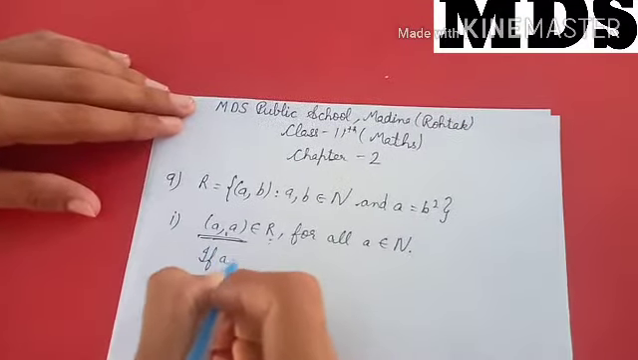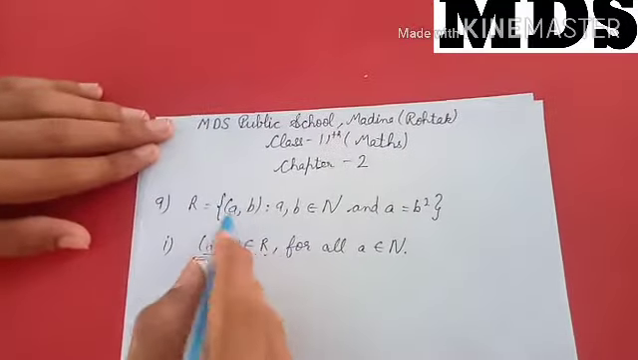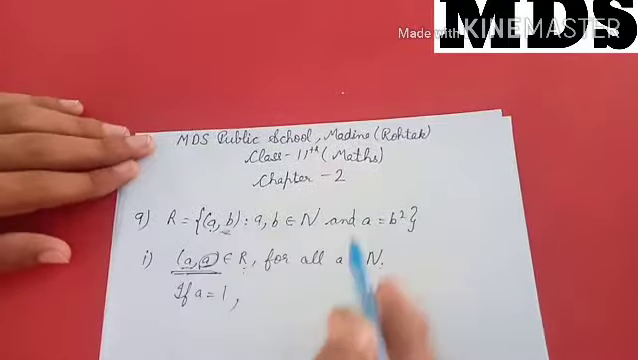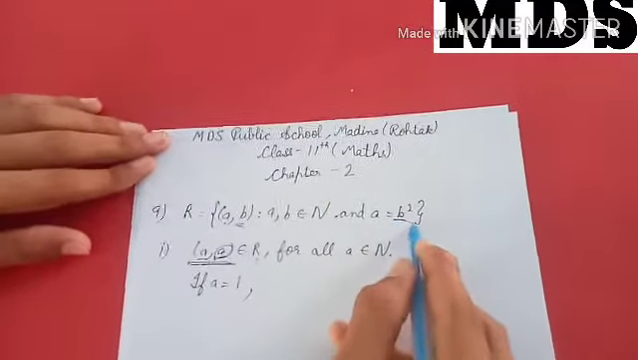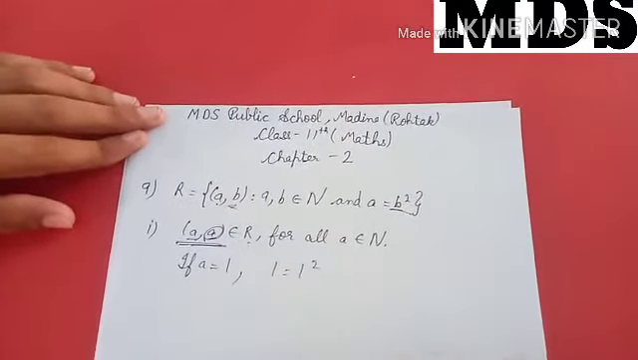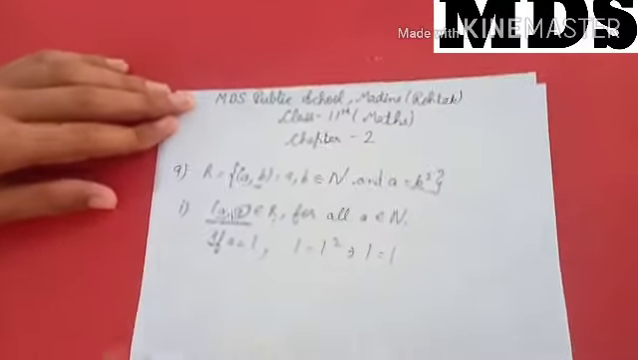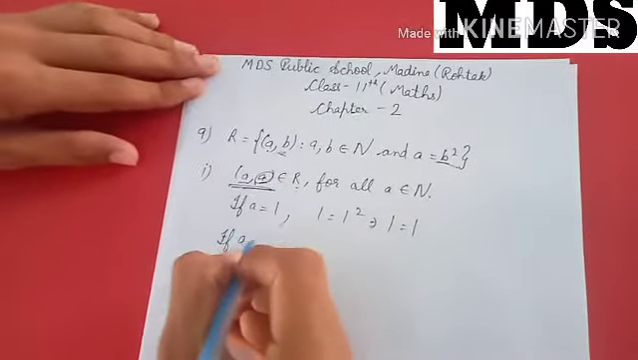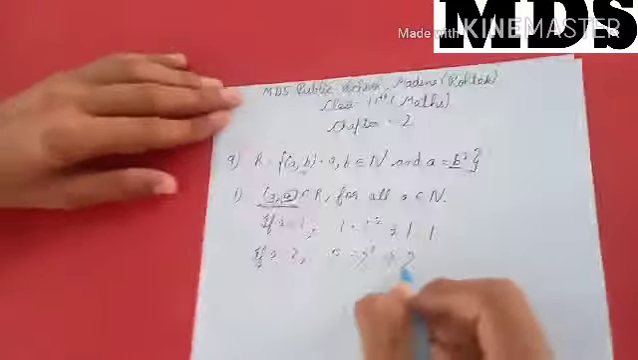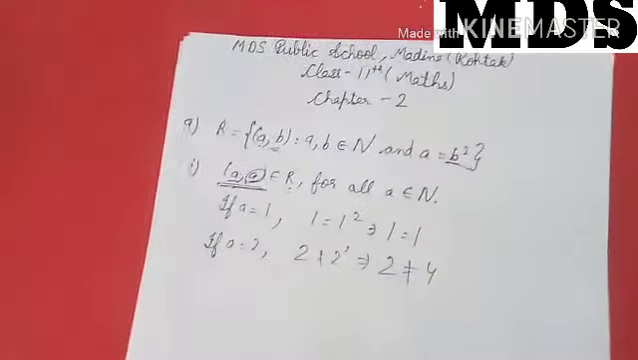So if a is equal to 1, this is our a, and this is actually our b, so we will replace this a by b here. If a is 1, then 1 is equal to 1 square, 1 is equal to 1. It is true. If a is equal to 2, then 2 is equal to 2 square. But 2 is not equal to 4. So this is false.